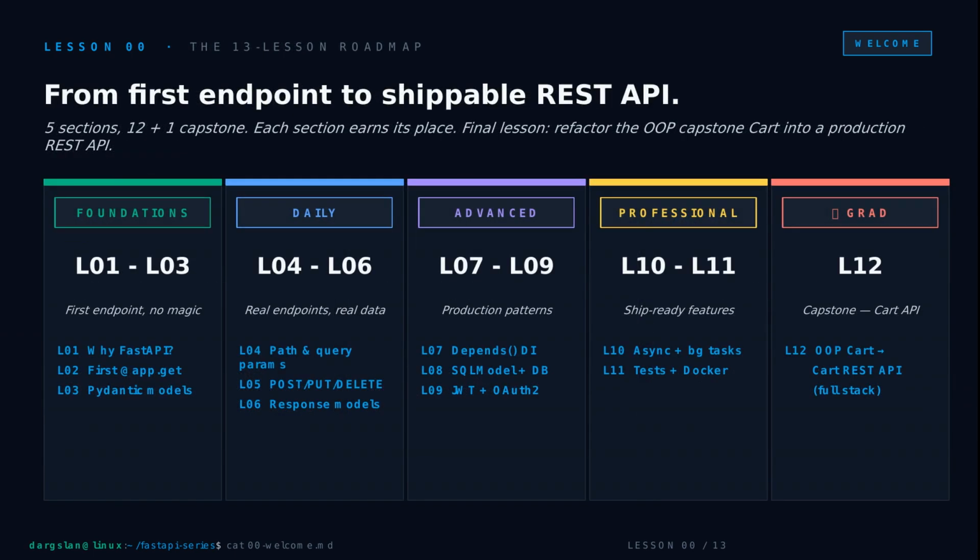Here's how we get there. 12 lessons in 4 tiers, plus a capstone. Foundations covers your first endpoint and Pydantic models. No magic, just the basics. Daily adds path params, full CRUD, and response models. Advanced brings dependency injection, SQLModel, and JWT auth. Professional gets you async, background tasks, tests, and Docker. And Lesson 12 is the payoff. You'll refactor the OOP cart from the prerequisite series into a full-stack production REST API.